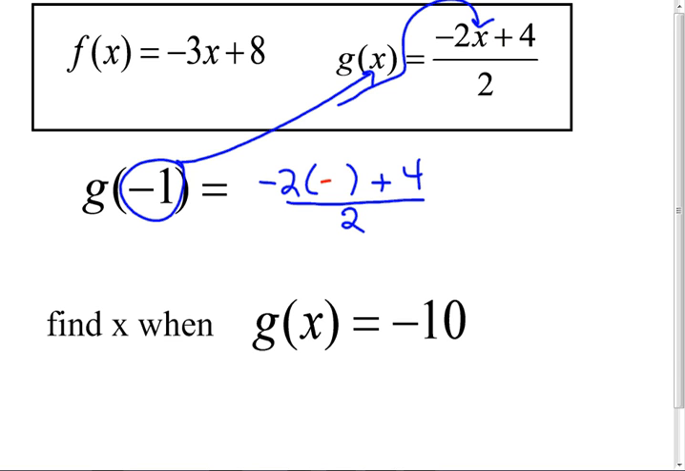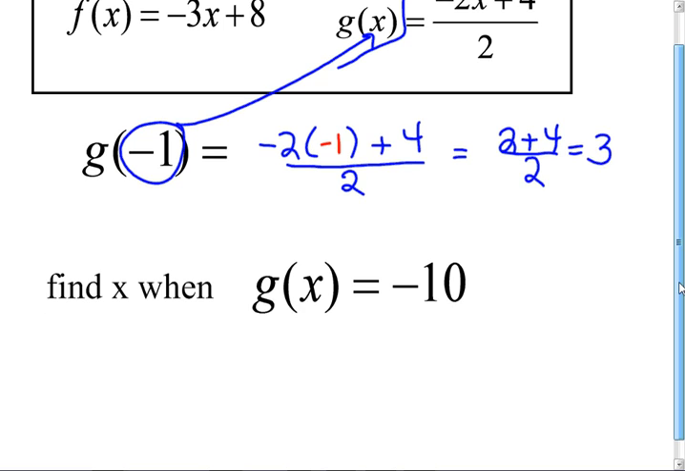So I'm going to put in negative 1, and what do I get? Monty, what do I get here? What's a negative 2 times a negative 1? 2 plus 4 over 2. If you can go right to the answer, that's great. It's 3. Okay? So this question's asking you what's the y value when x is negative 1. The next question is saying what x gives you a value of 10.